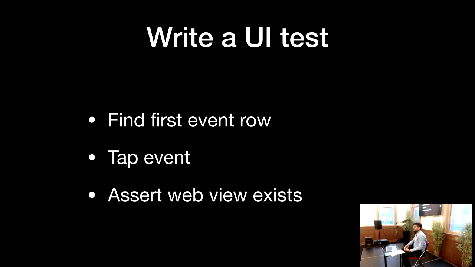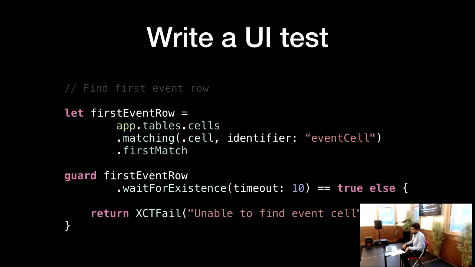Now, in our case, we're not going to be so focused on whether that web view loads up the content successfully. I just want to verify the layout when I go to the detail page. So the first thing we're going to do is find this event row. Now, we're just going to query for that event row in the accessibility hierarchy. And if we can't find that event row within 10 seconds, we're going to fail the test.